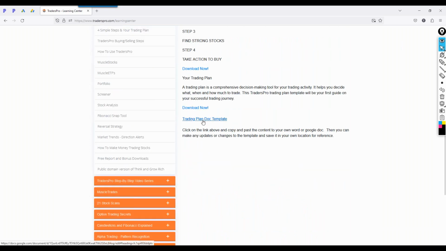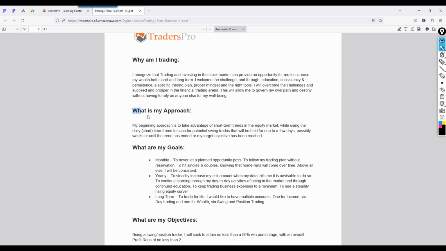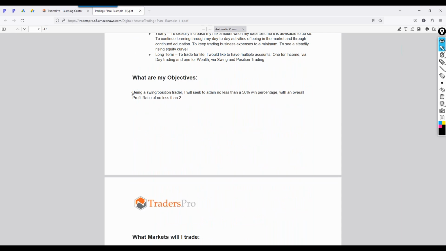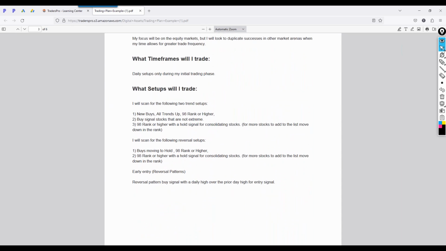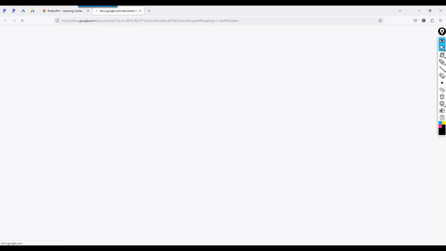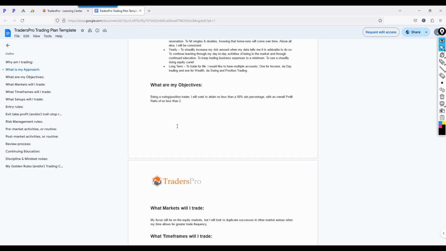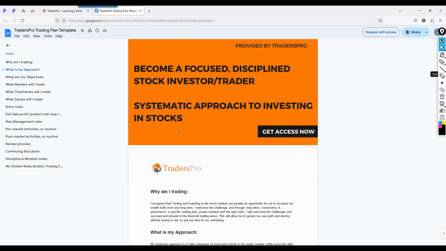This plan doc here lets you go through: why am I trading? What is my approach? What are my goals and objectives? What markets am I going to trade? What are my setups? I'm doing new buys, all trends up, 98 rank or higher. Buy, sell. Create that plan. Go through it, and there's one of these that you can actually print out. I think it's this one right there. That's an actual Google Doc here as well, so you can download it and edit it if you need to.